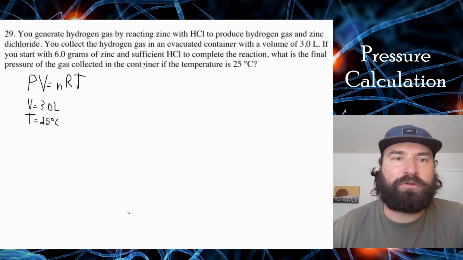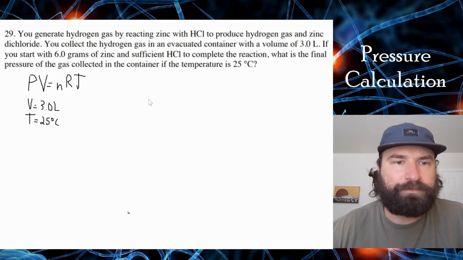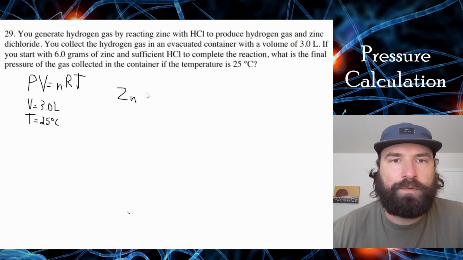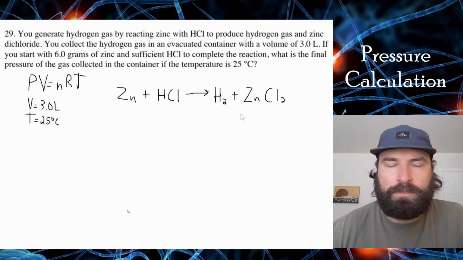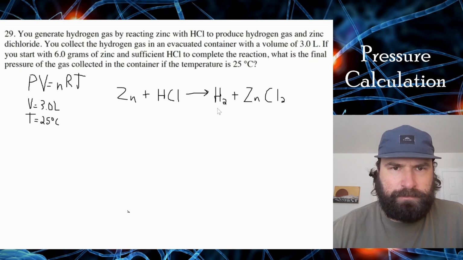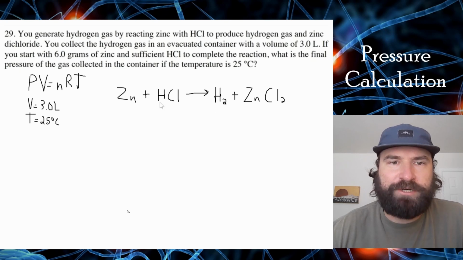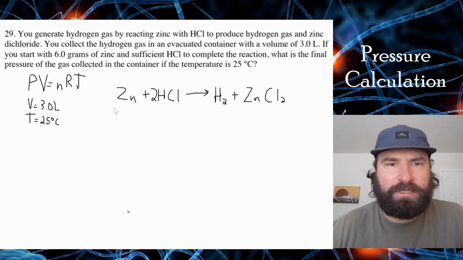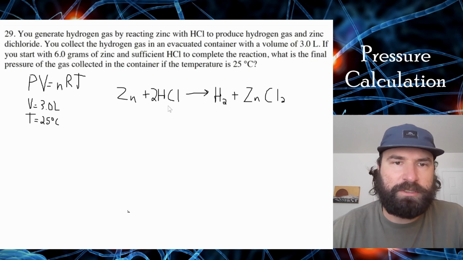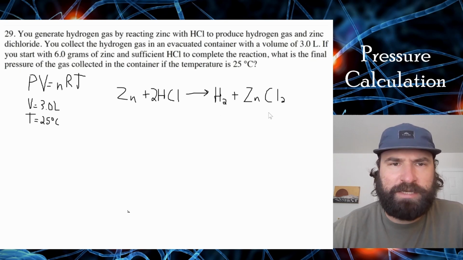So let's create a balanced equation first of this situation. We're reacting zinc with HCl to produce hydrogen gas, which exists as H2, and zinc dichloride. So that di is telling us that we've got 2 Cl's on that zinc. So we've got to balance this equation. We can see that we have 2 hydrogens on the right, 1 hydrogen on the left, 2 chlorines on the right, 1 chlorine on the left. So if we just double this, that's going to take care of both of those discrepancies, and now we've got ourselves a balanced equation. We've got 1 zinc on the left, 1 zinc on the right, and 2 chlorines and 2 hydrogens on both sides. So this is a nicely balanced equation.